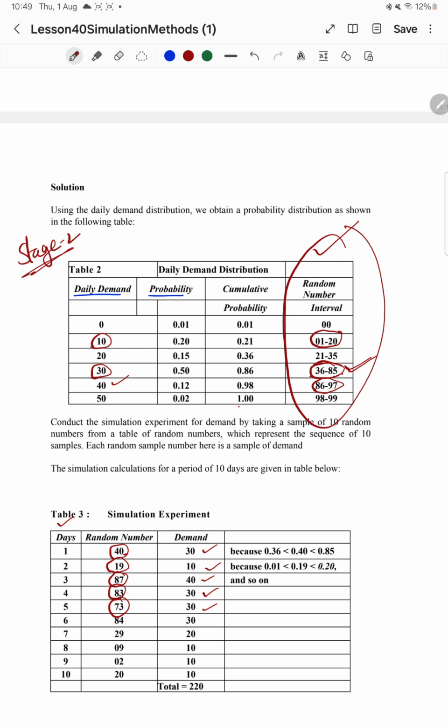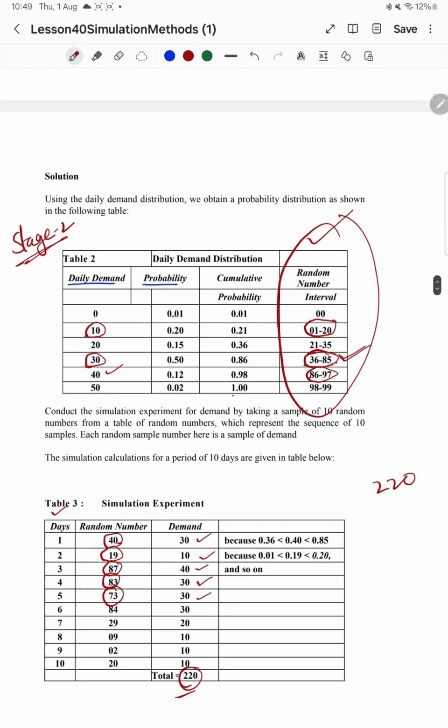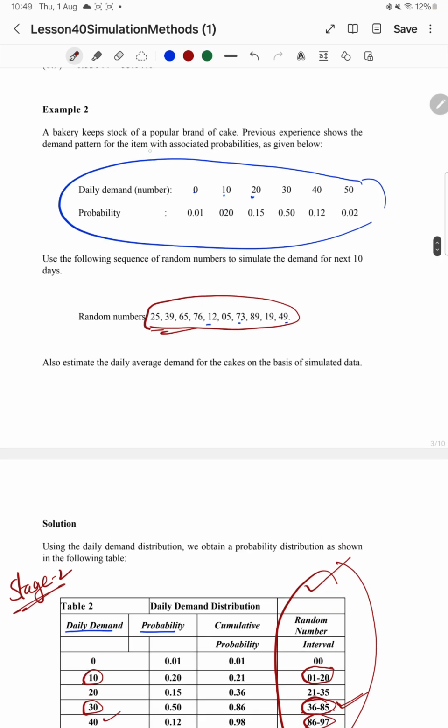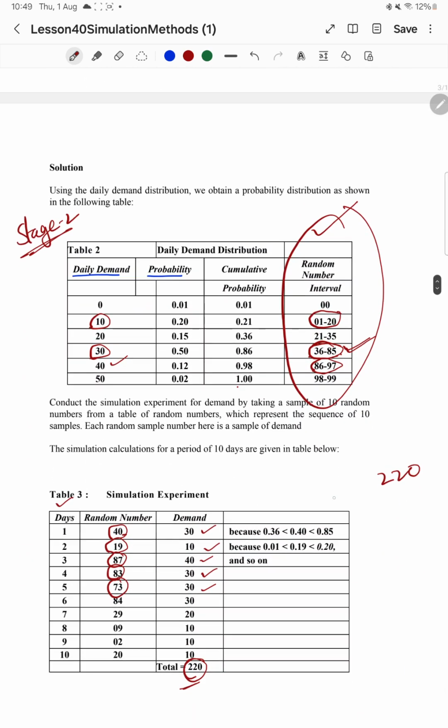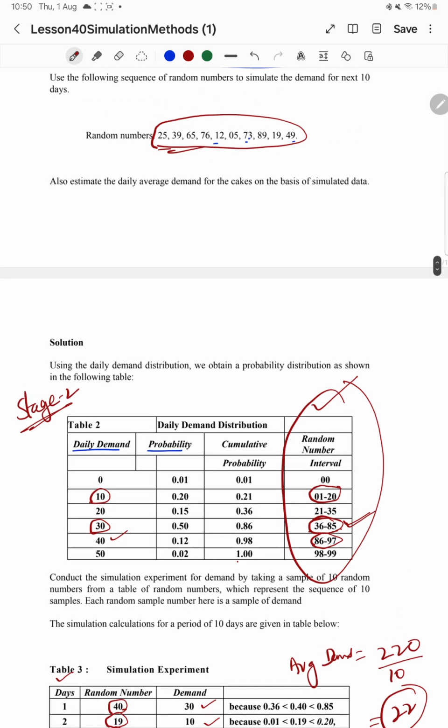After that, their corresponding demand we have to write here. Then after finishing the experiment for all the 10 days, we have to take the total demand. So if you add all this, you will get total demand, that is 220. But this 220 is for how many days? 10 days. But he's asking for average demand. Therefore, average demand is equivalent to 220 by 10, which will give you 22. So this is the answer for this inventory question.